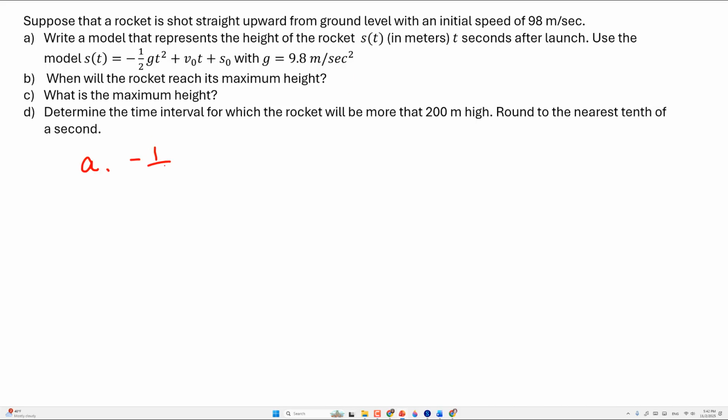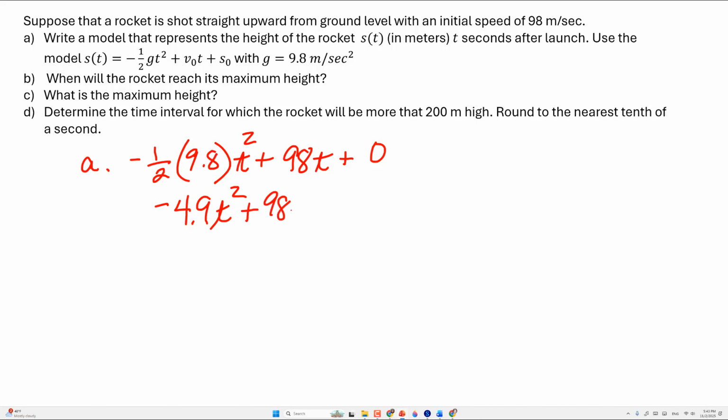We've got negative 1/2. When you're talking about meters, your acceleration due to gravity is 9.8, and then t squared, plus your initial velocity is 98 meters per second. So that's your t coefficient, and then the initial position said ground level, so that's just 0. It wasn't shot from somewhere above that; it was shot right from the ground. Okay, so again, you've got this parabola. We can fix this up. This is going to be negative 4.9 t squared plus 98t.